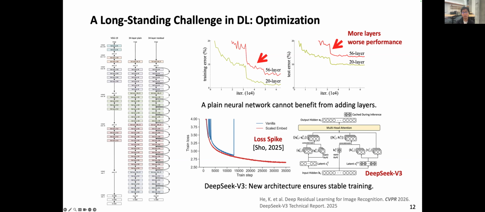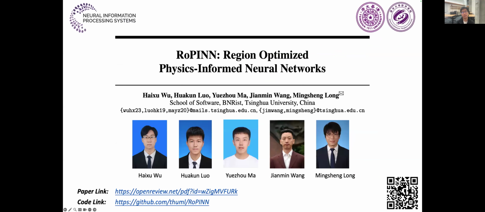That's two years ago when I started my research on PINs. I chose to begin with the optimization aspect. And the first work is RoPINN, region-optimized physics-informed neural networks, which was published as a poster paper in NeurIPS 2024.